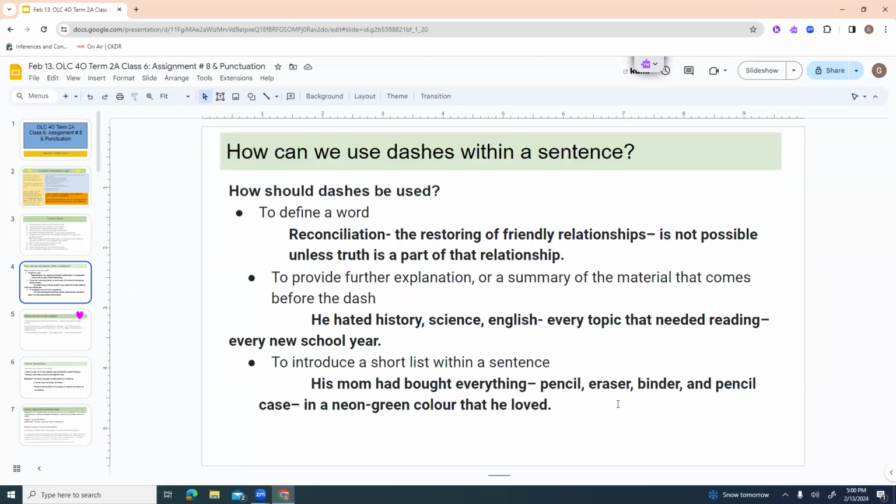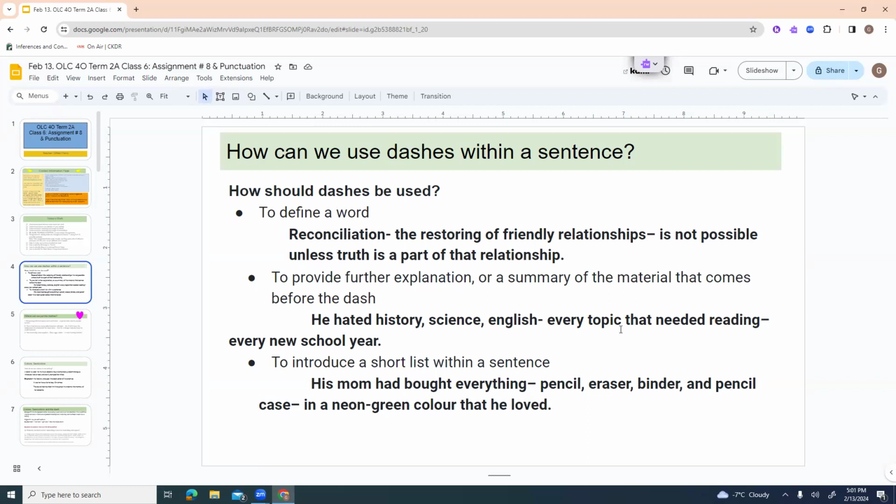Okay, we're starting with punctuation. How can we use dashes within a sentence? There's 3 main ways. You can use it to define a word. So for example, reconciliation — the restoring of friendly relationships — is not possible unless truth is a part of that relationship. You can also use it to provide a further explanation or summary of material that comes before the dash.